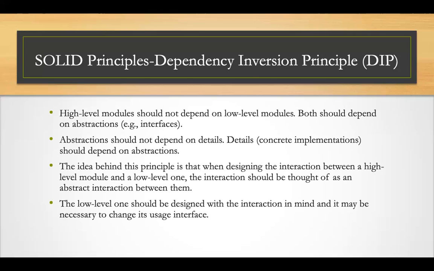So what it says is whatever is likely to change, or the low level, should always depend on something which is more stable, and not the other way around. So that is, abstraction should not depend on details, rather details should depend on abstractions. The idea behind this principle is that when you are designing the interaction between a high level module and a lower level one, the interaction should be thought of as an abstract interaction between them.